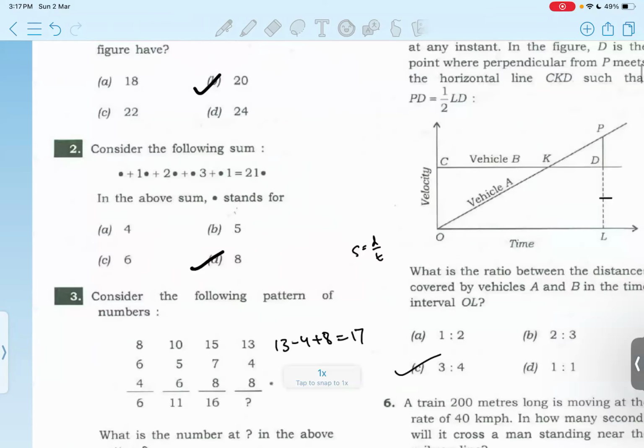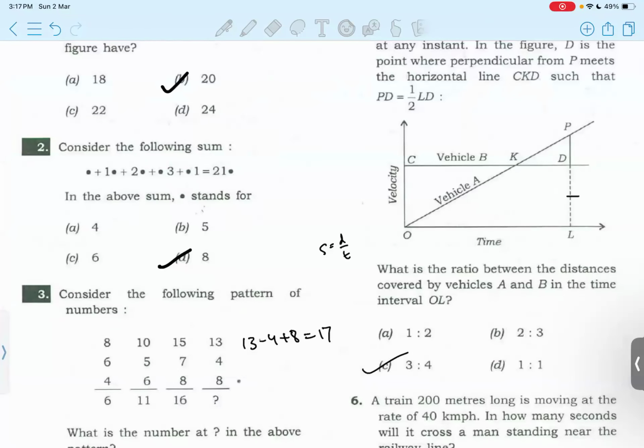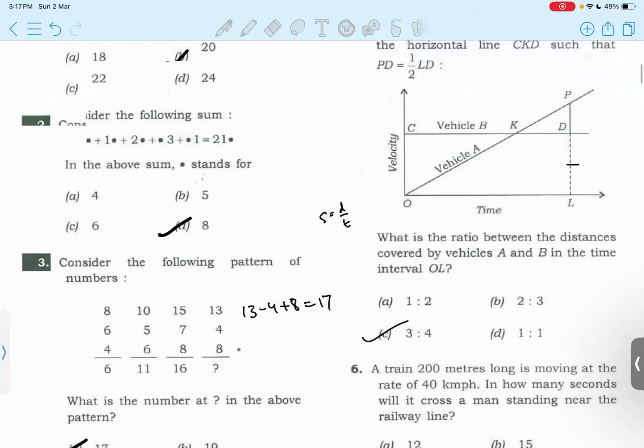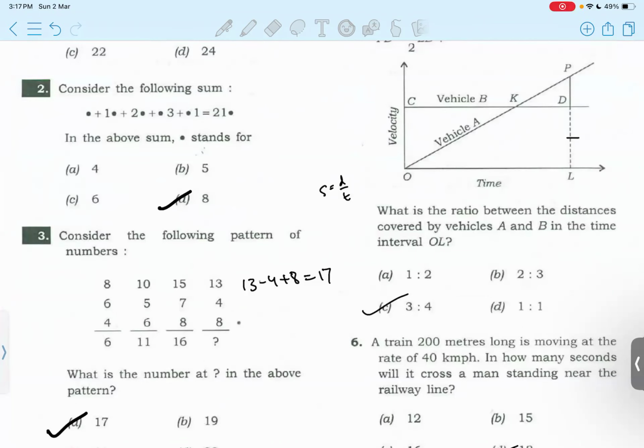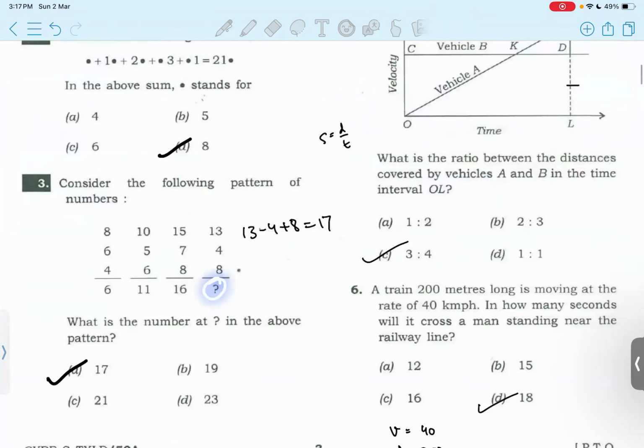Here we have to identify what does this dot represent. So you can just simply put these options in the dot and you can check whether this is being valid or not. So it would be valid in case of 8. Option D.